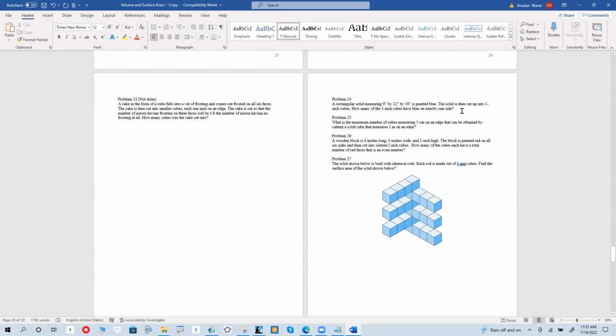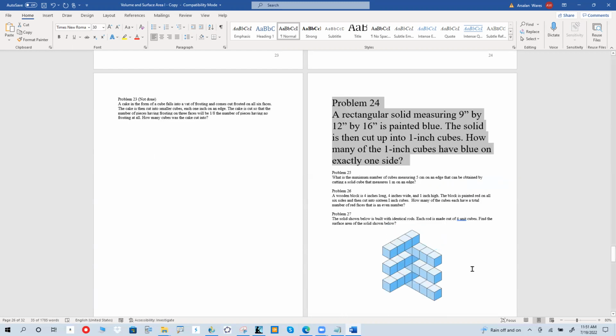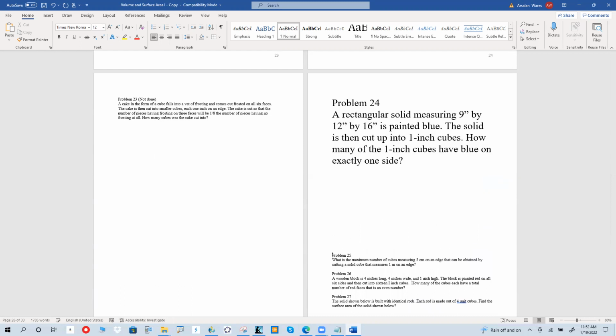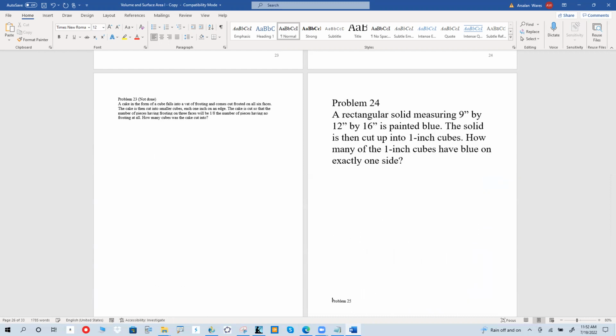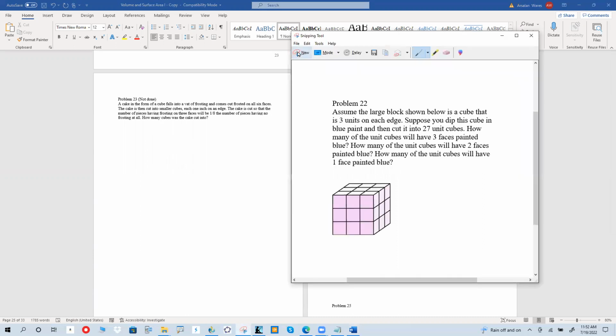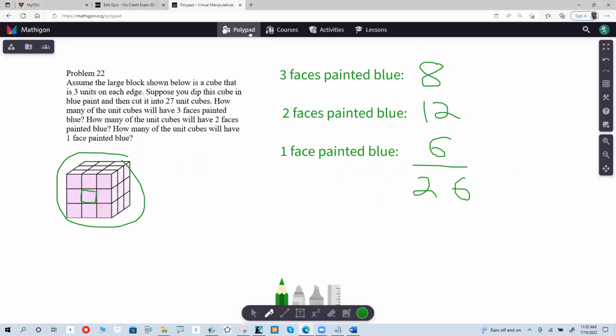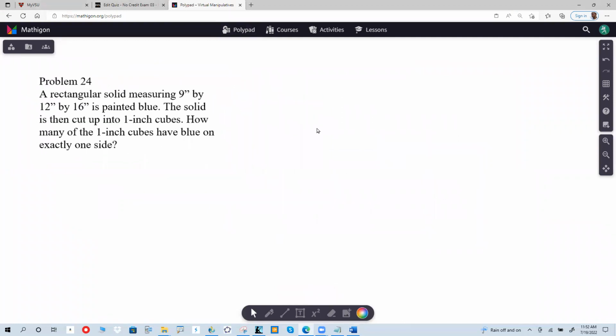Okay, this one is a good one, guys. Let's try 24. Everybody should be able to do this one. A rectangular solid measuring 9 inches by 12 inches by 16 inches is painted blue. The solid is then cut into 1-inch cubes. So I don't know how you want to view it. Let me see how you want to see the problem. But if you think about it a little bit, it's just a box. This is just a box that's 9 by 12 by 16.